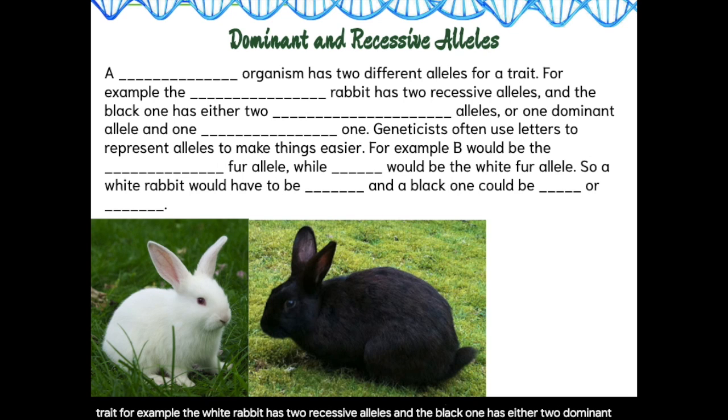Geneticists often use letters to represent the alleles to make things easier. For example, capital B would be the black fur allele, while lowercase b would be the white fur allele. So a white rabbit would have to be little b, little b, and a black one could either be big B, little b, or big B, big B. Either way.